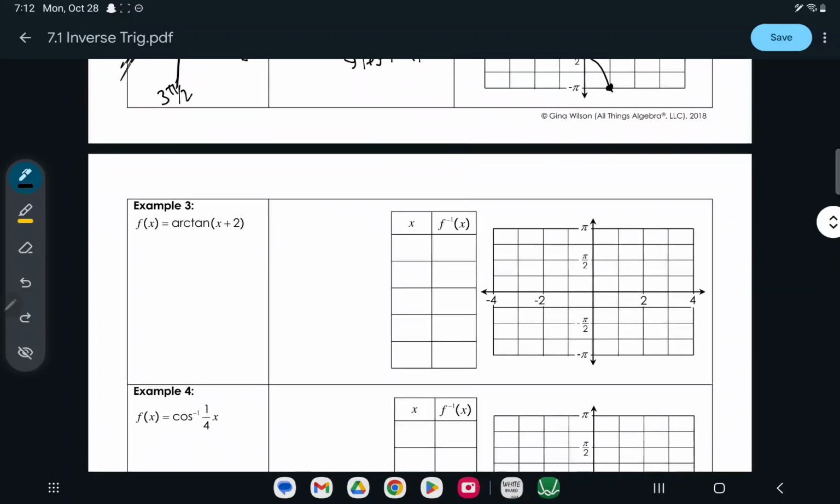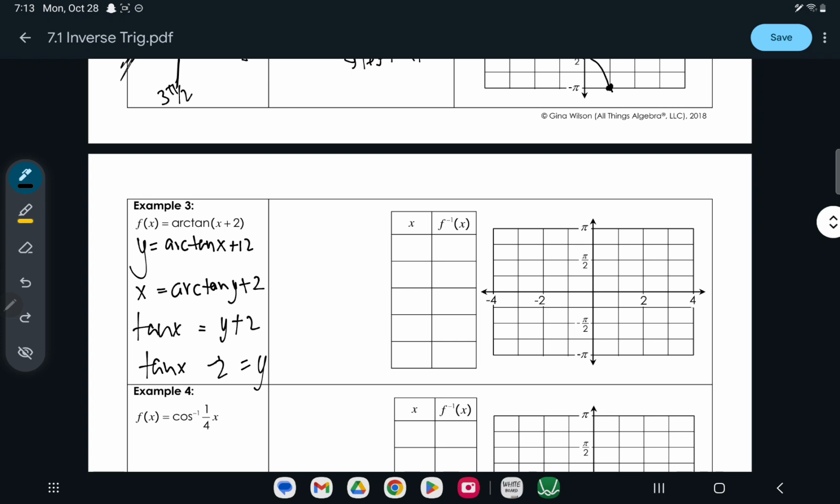All right, let's do a tangent one, and then be done. So, y equals arc tangent x plus 2. So x equals arc tangent y plus 2. Got to do tangent of both sides. And then subtract 2. So tangent of x subtracted 2. So just shifted down 2.